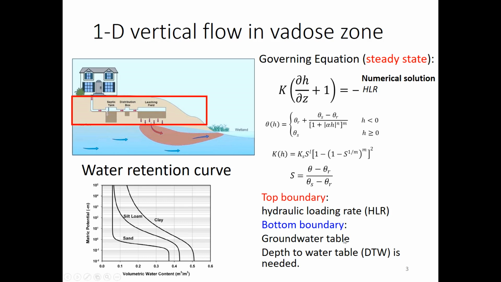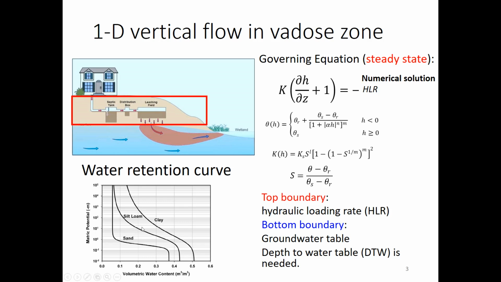And the bottom boundary condition is the water table, and you need a depth to water table to tell the computer to what depth you're going to simulate the unsaturated flow. And we have a number of parameters here. Those are essentially from the Van Genuchten model. That's essentially for soil physics, and you will need this to simulate something called the water retention curve, and those are diagrams of water retention curves for sand, silt loam, and clay.